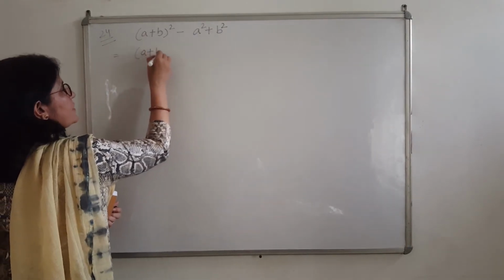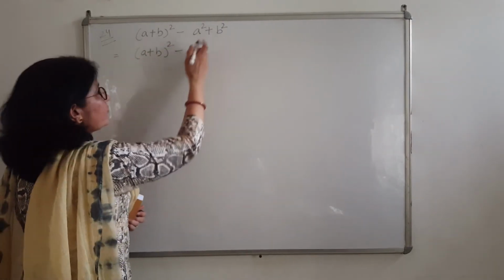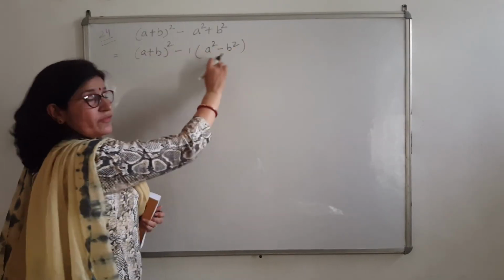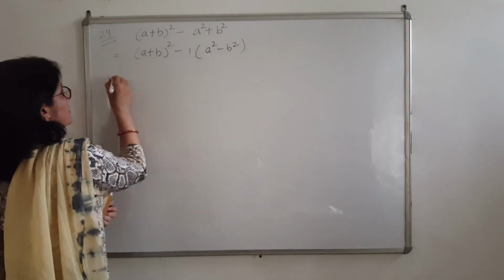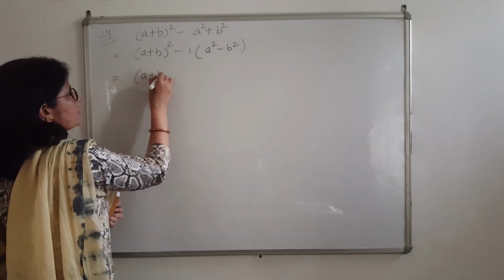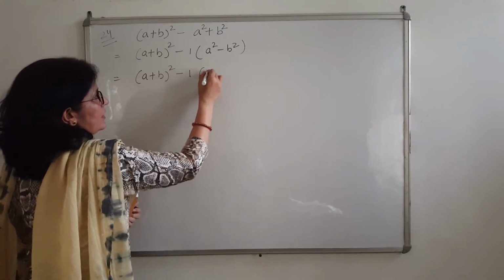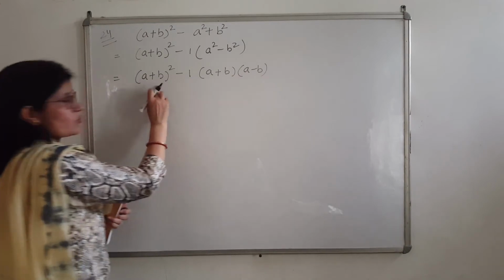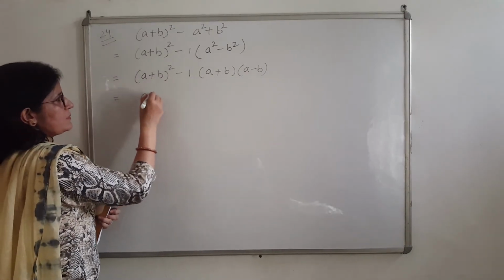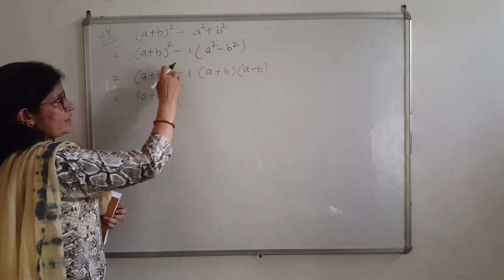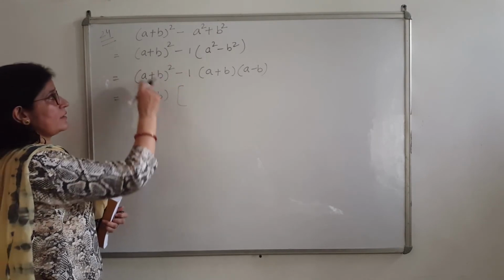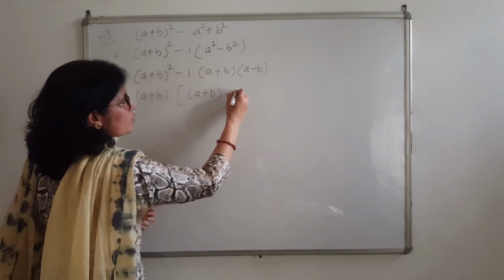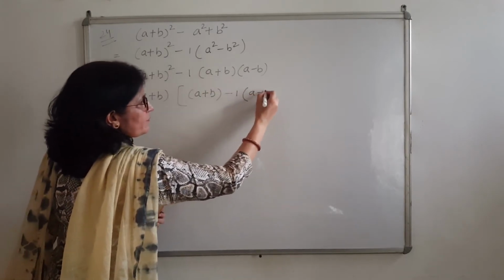From a plus b whole square, we will take minus common from here, so a square minus b square. Here we can go with the property of a square minus b square. So you can write it as a plus b whole square minus 1 a plus b a minus b. Now a plus b is common. You can take it common like this. What is left? Here there is power two, one is taken. What is left? A plus b. From here minus 1 a minus b.